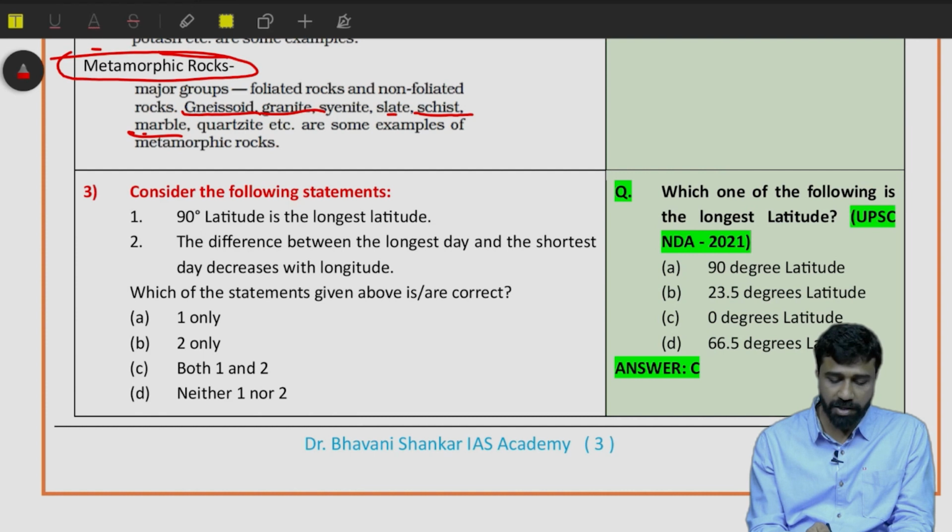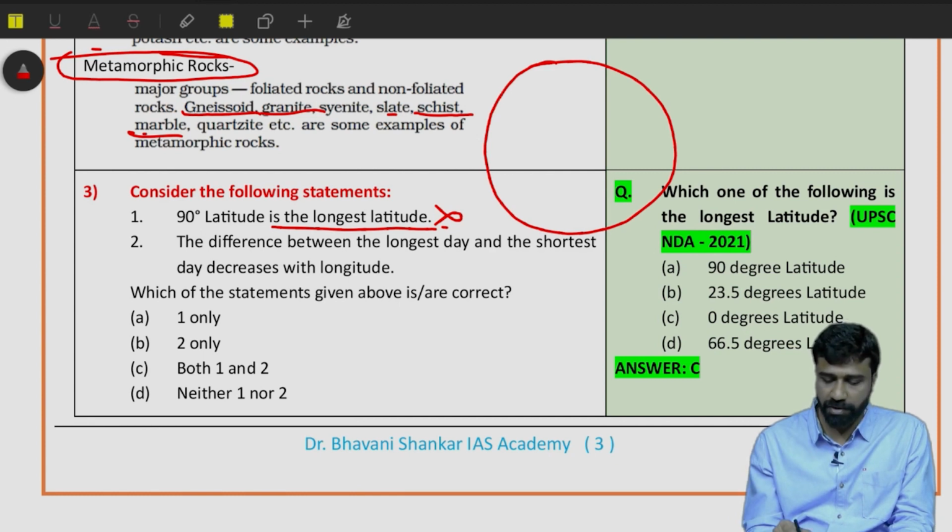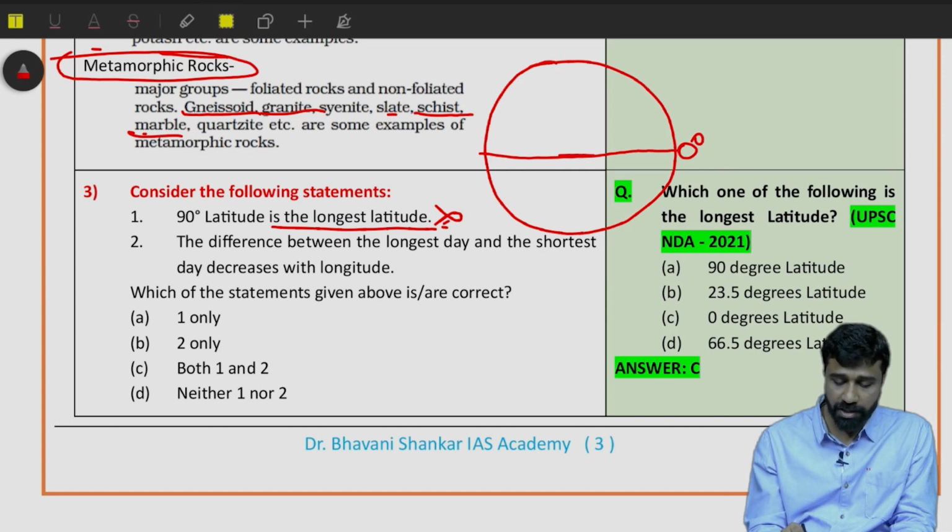And 90 degrees latitude is not at all the longest one, because the earth is in geoid shape. I have given you the globe in spheroid shape here. Let's come to 0 degrees equator, which is the longest latitude here. When you go to 90 degrees, you have the very shortest latitudes.